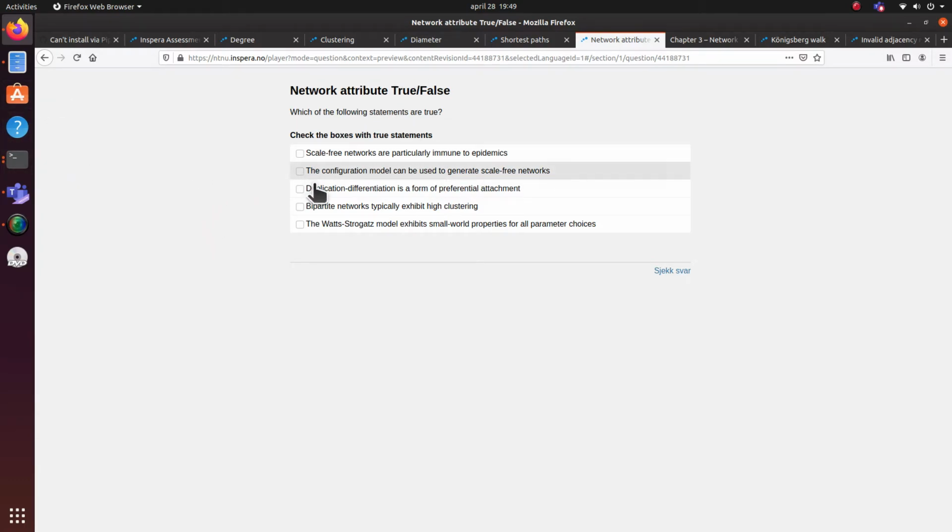So the second question. The configuration model can be used to generate scale-free networks. First, what do we mean by a scale-free network? Primarily, we mean a network that shows a power law distribution, where essentially the degree distribution follows a power law function. That forms a straight line if you plot it out on a log-log plot. And so it has a very heavy tail relative to a lot of other distributions, such as, for instance, a normal distribution.